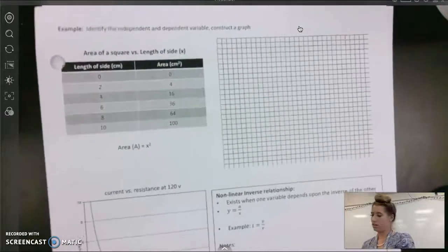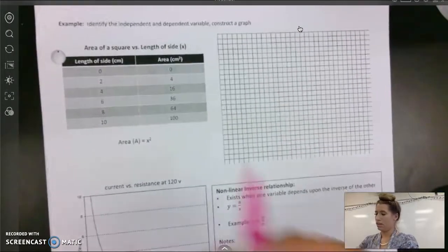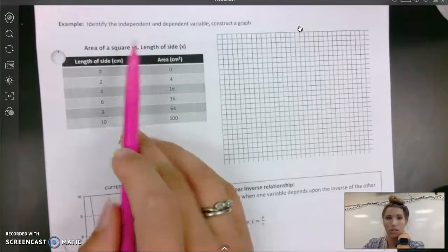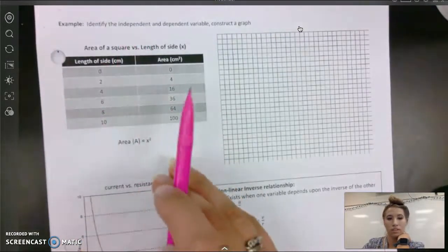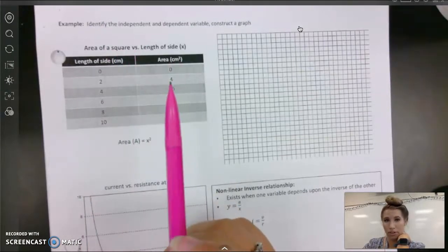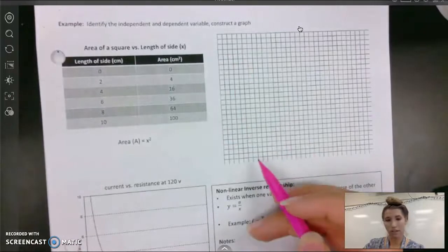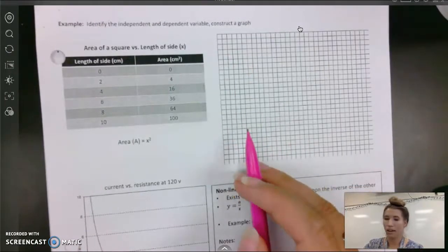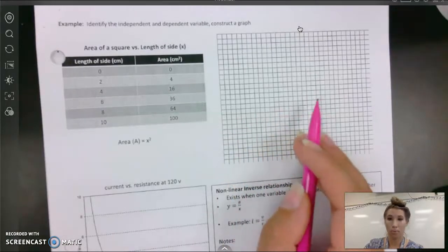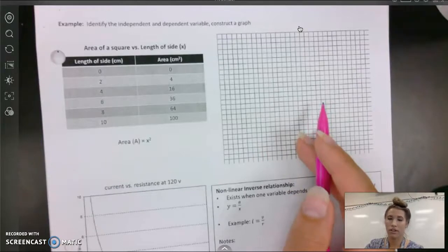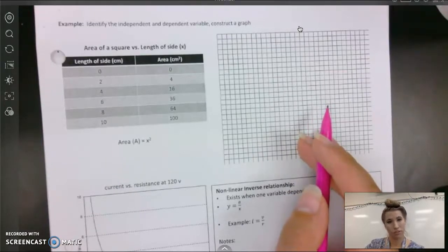Okay, so what I want you to do is an example problem. I want you to try this one at home by yourself. So look at this, determine what the independent and the dependent variables are, place them on the correct axes, go through and find all your data points, recognize if it's linear or nonlinear, and then ask yourself if it's proportional or inversely proportional.